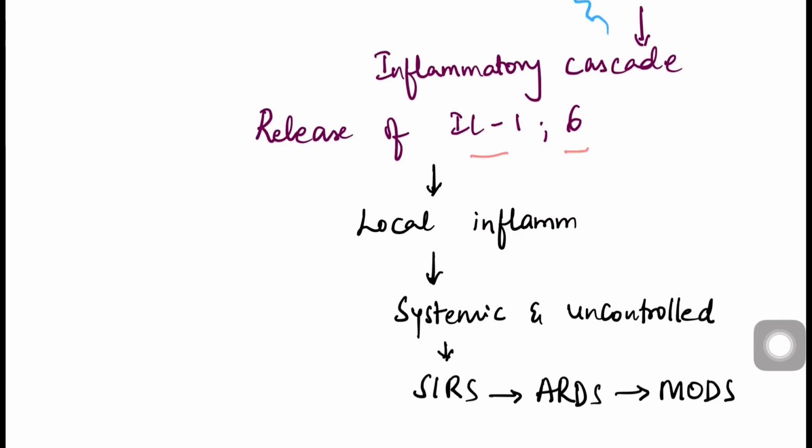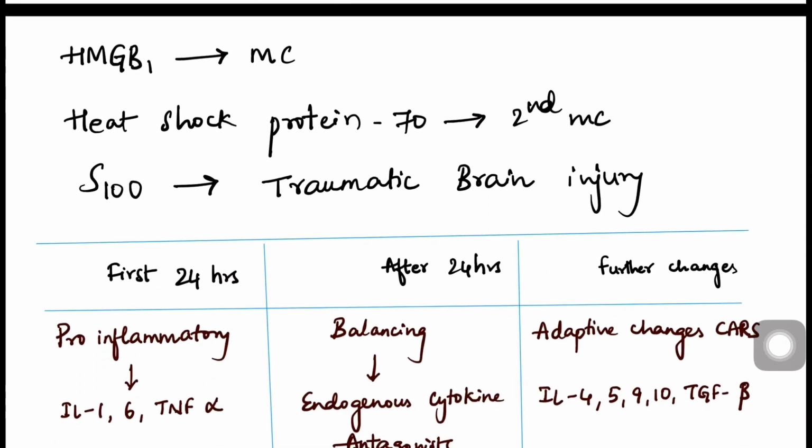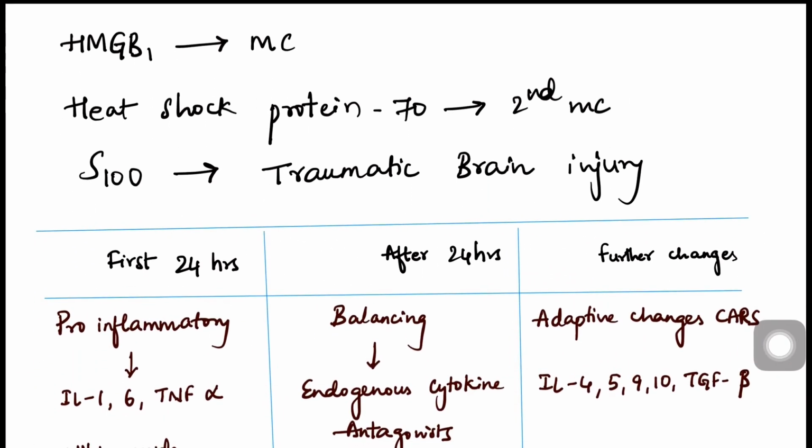These two are very very important. There are many inflammatory cytokines, but these two are important, so kindly remember these two, interleukin 1 and interleukin 6. They will cause local inflammation. If it becomes systemic and uncontrolled, it will cause systemic inflammatory response syndrome, ARDS, and multi-organ dysfunction syndrome. These three are very much important.